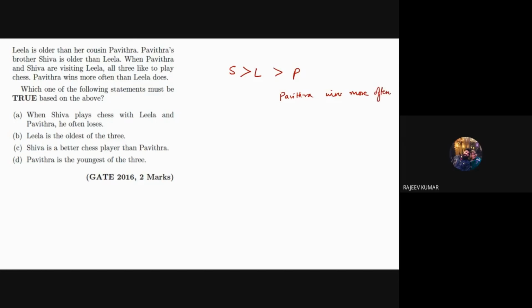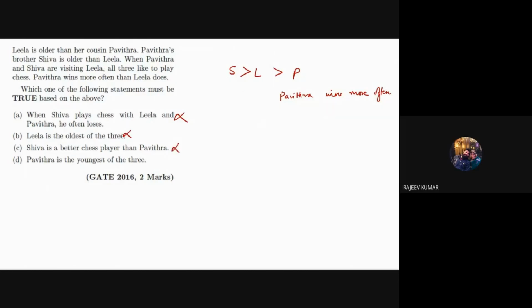Now, which one of the following statements must be true? When Shiva plays chess with Leela and Pavitra, he often loses. No, nothing is said about Shiva. It is said that Pavitra wins, but that Shiva loses is not written anywhere. Leela is the oldest of three. No, Shiva is the oldest of three. That is incorrect. Shiva is the better chess player. No, it has not been said.